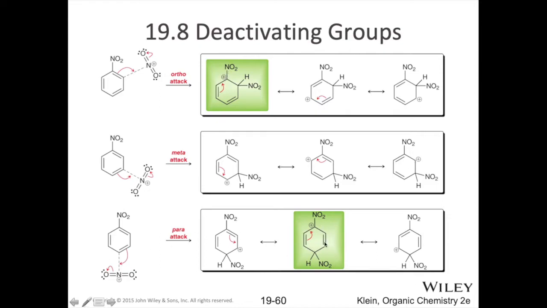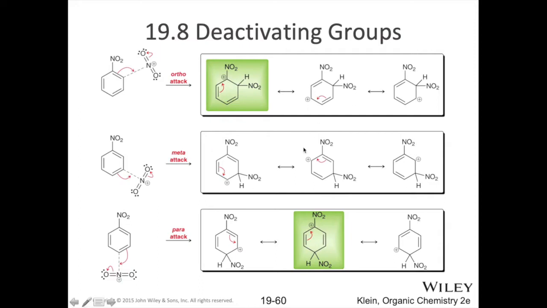And with a para position, we again wind up with that positive charge on that carbon that the nitro group's attached to. In both those cases, remember, our nitro group's going to be sucking away electron density. That's going to destabilize that carbocation, right? It's already positive. You're pulling electron density away from something that's already positive, right? That's going to increase that potential energy. It's going to increase the activation energy for that transition state.